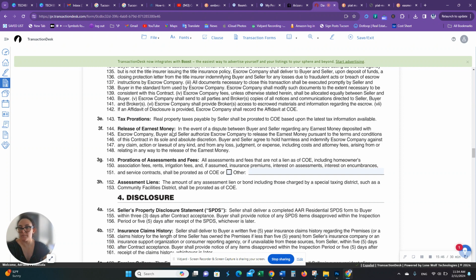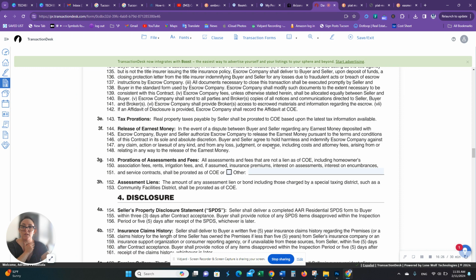The release of earnest money. So if you decide to cancel this contract, or if you are the buyer and you breach the contract, the seller cures you, and you don't comply with their cure notice, or you can't ask for an extension or something like that, you don't come into agreement, and the seller gets your earnest money, the escrow company has the ability to release that earnest money. And the buyer and seller authorize the escrow company to release the earnest money pursuant to the terms and conditions of this contract in his sole absolute discretion.